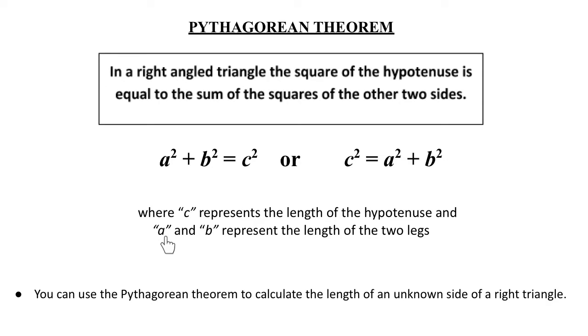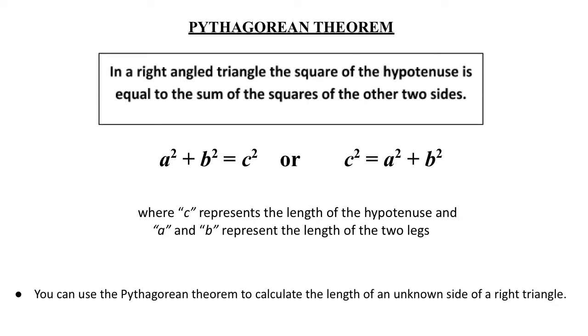The lowercase letters a and b can be used to represent the length of the two legs. It doesn't matter which side you call a and b in terms of the legs, because remember there are always two sides that we identify as being legs. However, the hypotenuse always has to be labeled as side c.